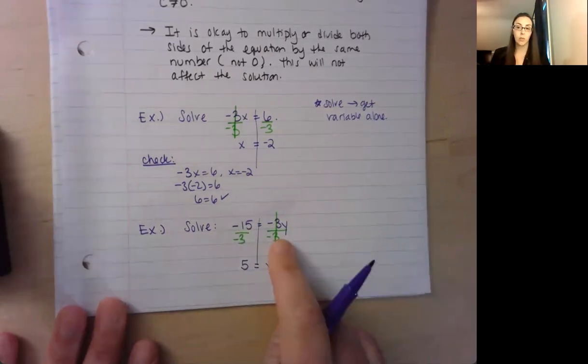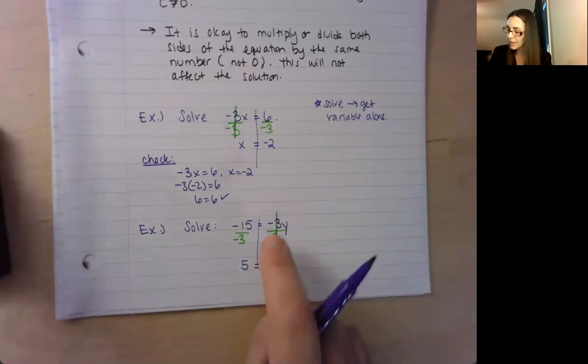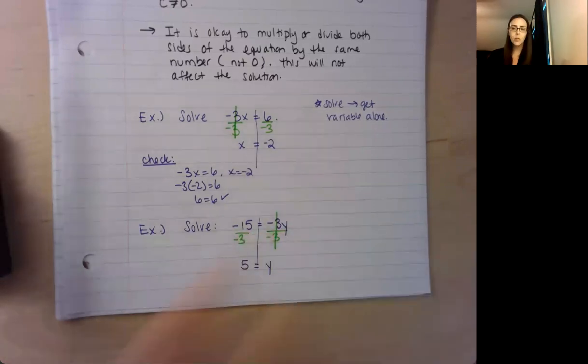And again, you can check this as well. So you can just check this mentally. Negative 3 times 5 is negative 15. So this works out.